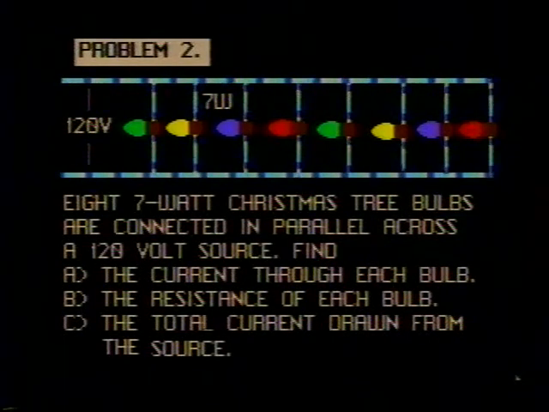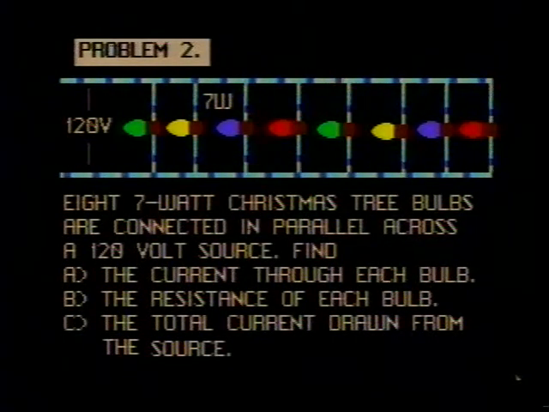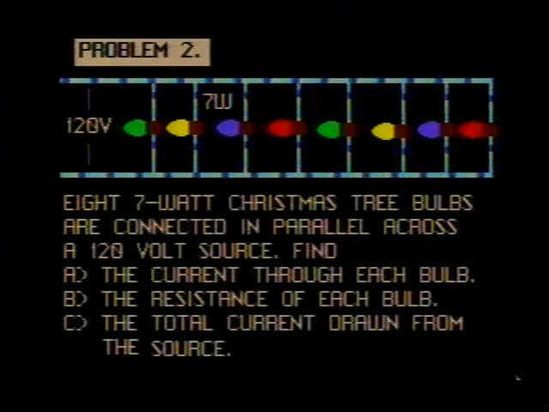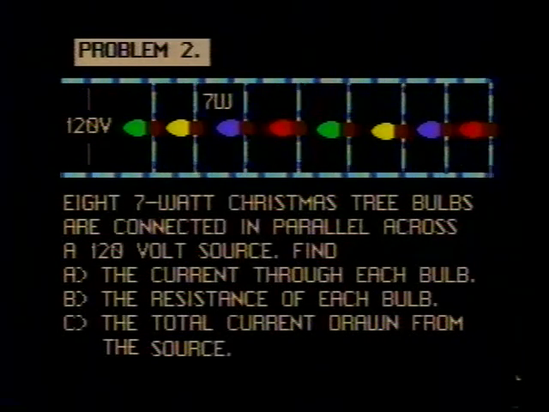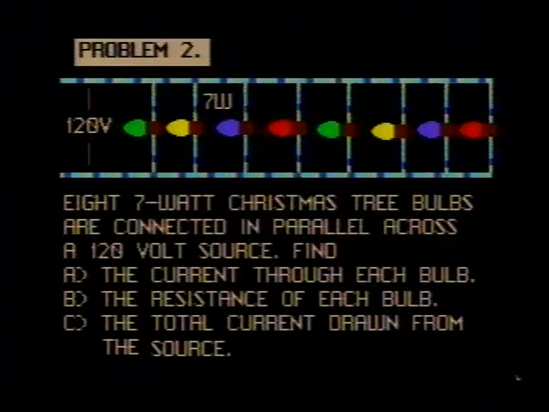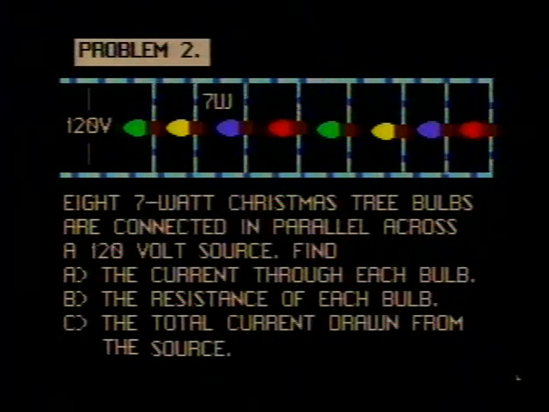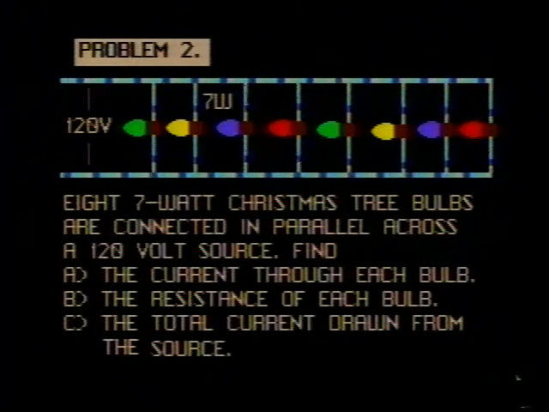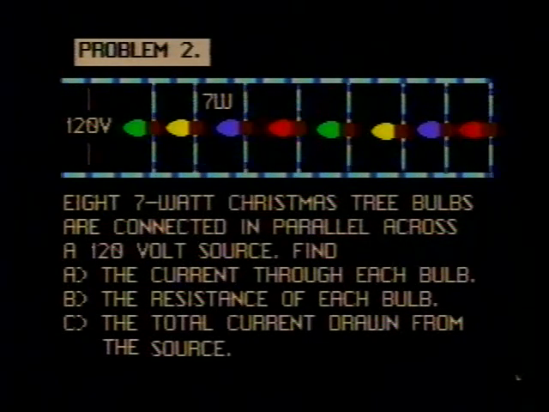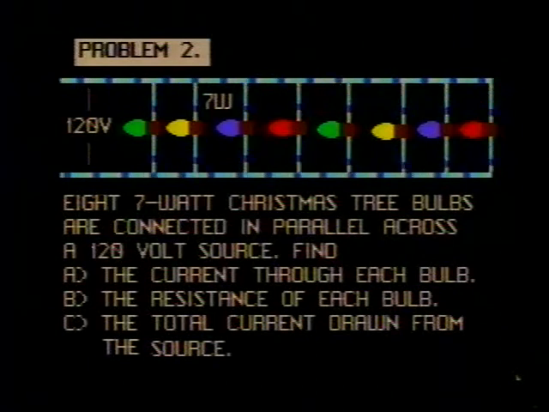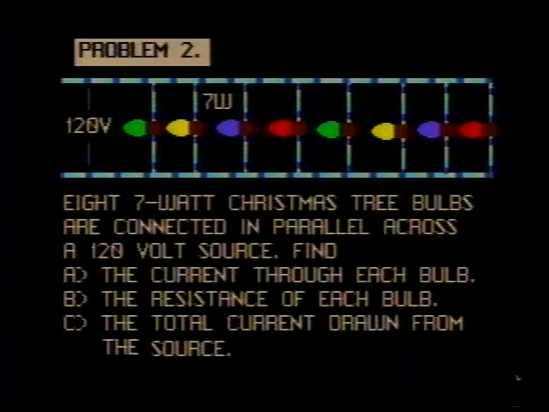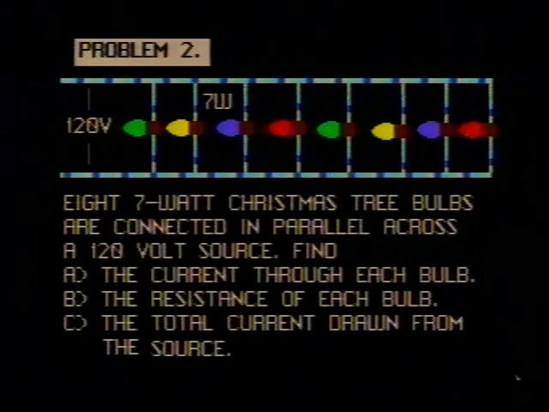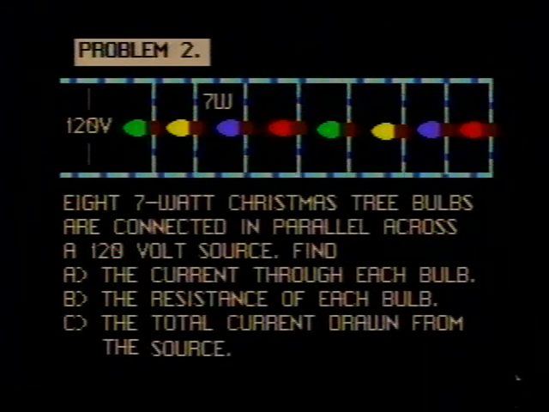Problem number 2 reads, 8 7-watt Christmas tree bulbs are connected in parallel across a 120-volt source. Find A, the current through each bulb, B, the resistance of each bulb, and C, the total current drawn from the source. Before trying to solve this problem, it would be a good idea to review the section in your textbook on electric power.